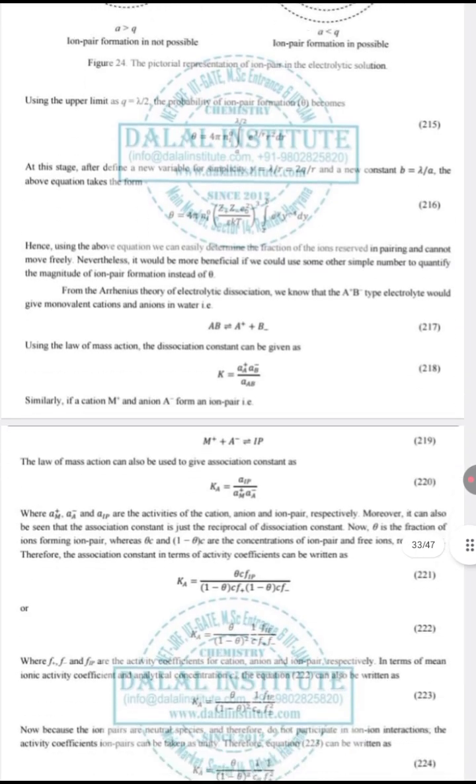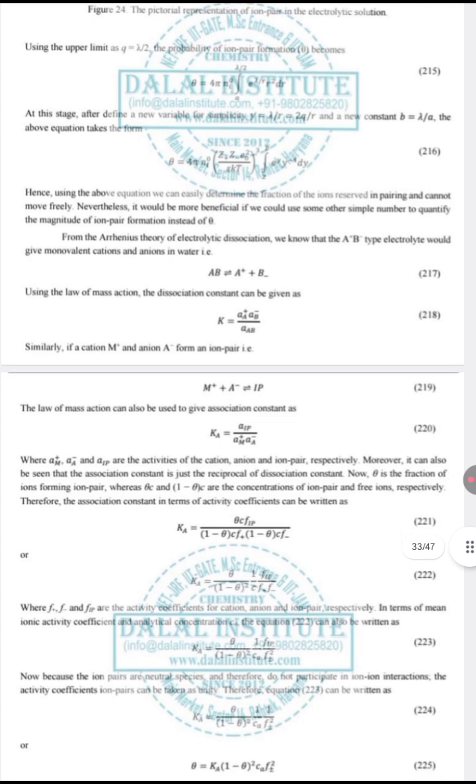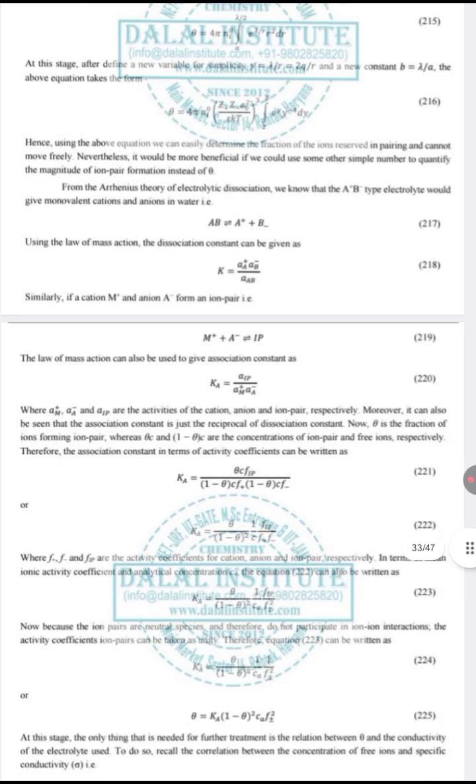Using the upper limit as q equals lambda by 2, the probability of ion pair formation theta becomes theta equals 4 pi n naught I, integration limit a to lambda by 2, e to the power lambda by r into r square into dr, equation 215.